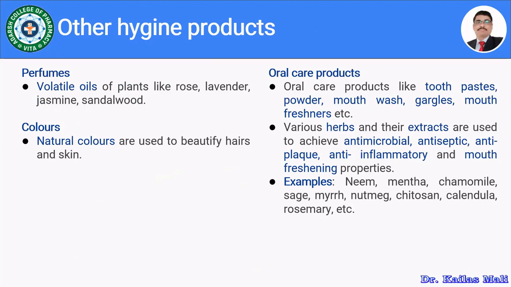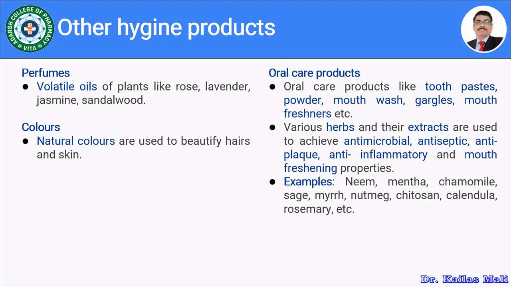Let us see the last category, that is known as the other hygiene products. Maybe I have listed here the perfumes, colors, and oral care products. The very first one, perfume. Each and every cosmetic comprises the perfume. And almost so many perfumes are going to be obtained from the natural sources. All these are the volatile oils obtained from the plants like rose, lavender, jasmine, and the sandalwood. They also have certain medicinal benefits or health benefits.